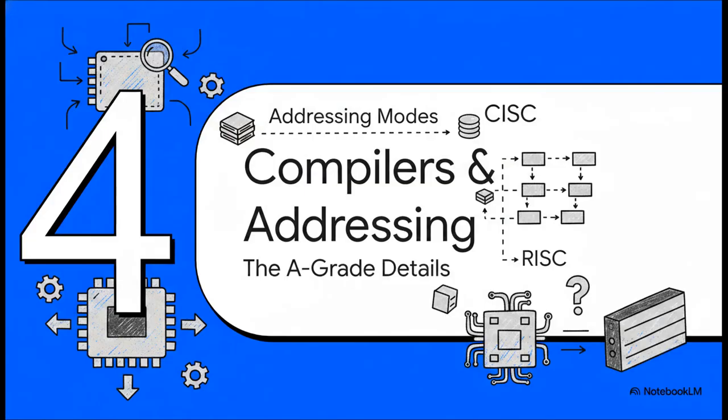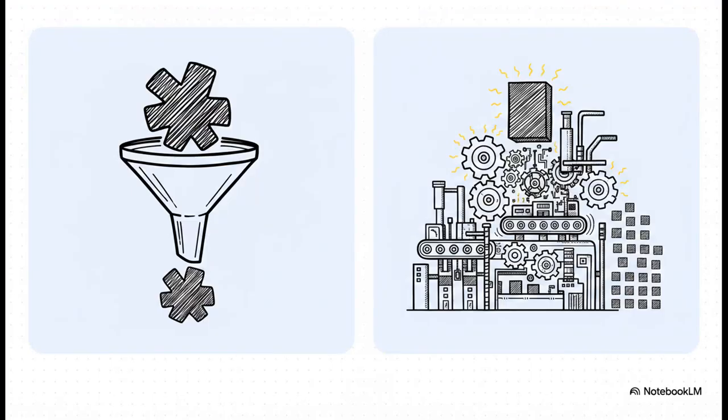Section 4. Compilers and addressing modes, the A-grade details. Let's look at compilers. As you probably know, a compiler translates your high-level programming language into machine code. For CISC, the compiler actually has a pretty easy job. Since CISC assembly instructions already closely resemble high-level code, there's very little conversion work to actually do.